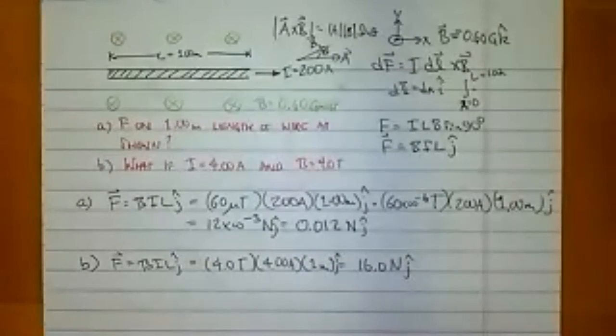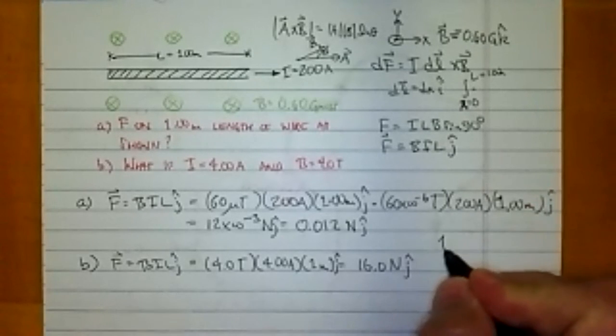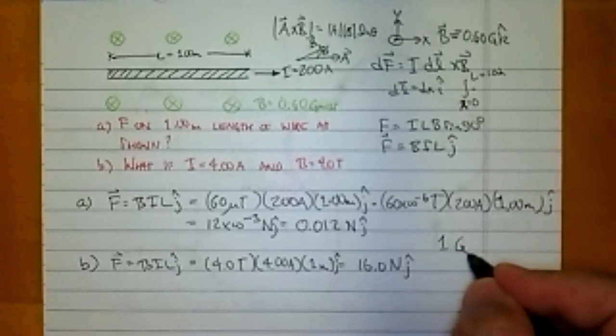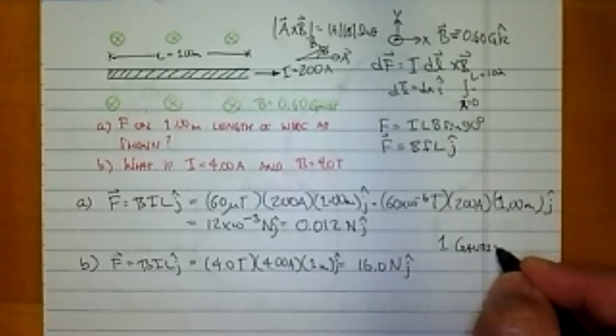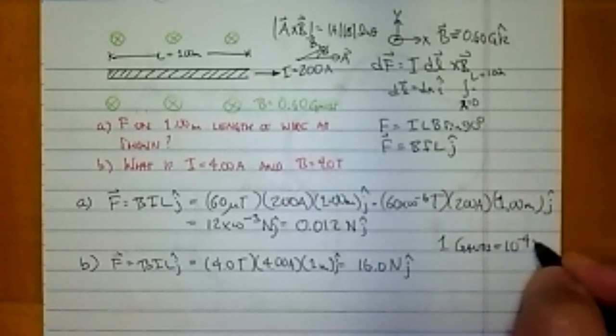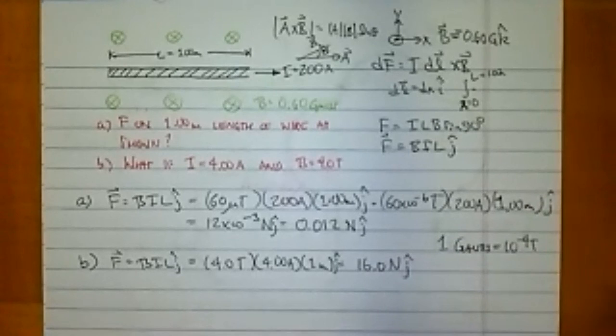Hope that's somewhat helpful. One of the figures I use, by the way, is this one for conversion: 1 Gauss is equal to 10 to the negative 4th Tesla, or 10,000 Gauss equals 1 Tesla is another way to say it.